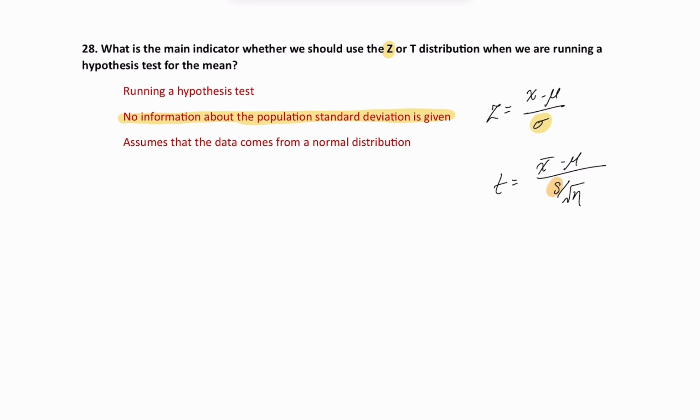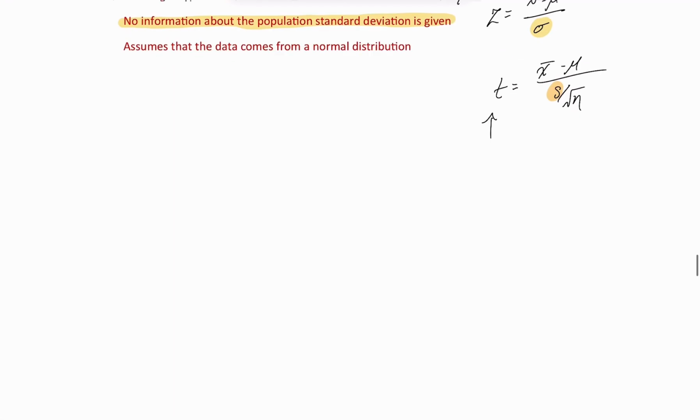And here, you're going to be using that sample standard deviation. So putting the two together, if you have population standard deviation, you're going to want to use the z-score. If you don't, you're going to want to use the t-score.